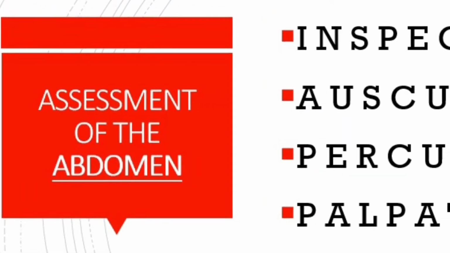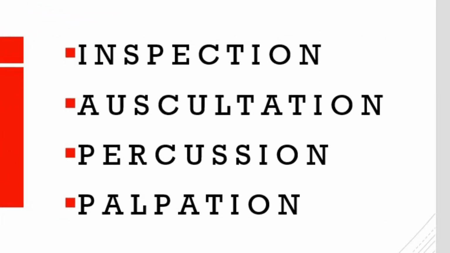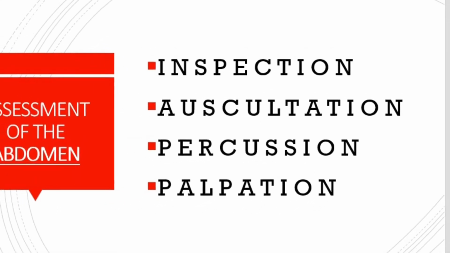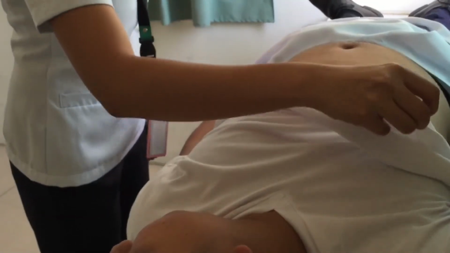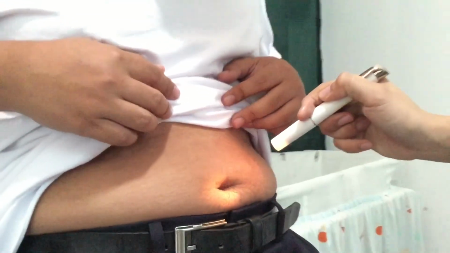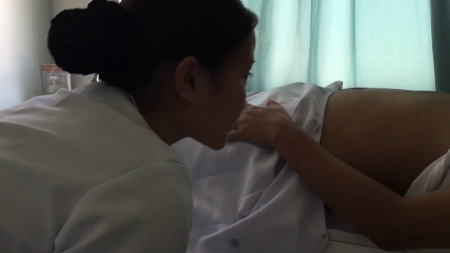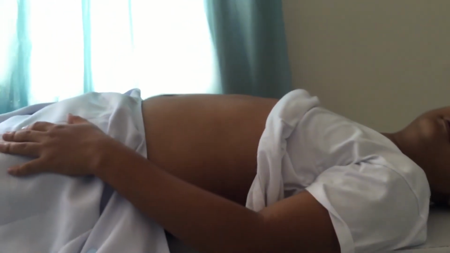For the assessment of the abdomen, we have inspection, followed by auscultation, percussion, and lastly, palpation. Inspect the skin, noting the color, vascularity, or if there are any scars, lesions, and rashes. Inspect the umbilicus, noting color, location, and contour. Inspect the symmetry of the abdomen for abdominal movement and aortic pulsations and for peristaltic waves.